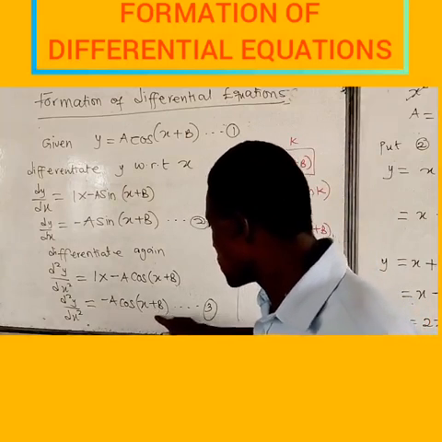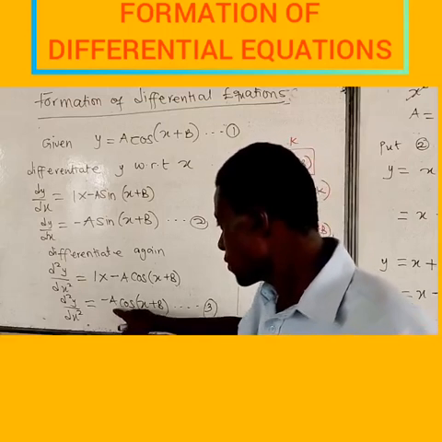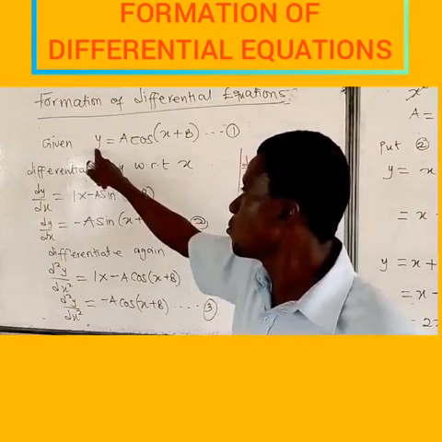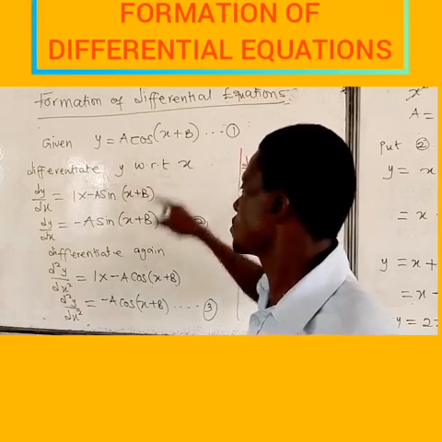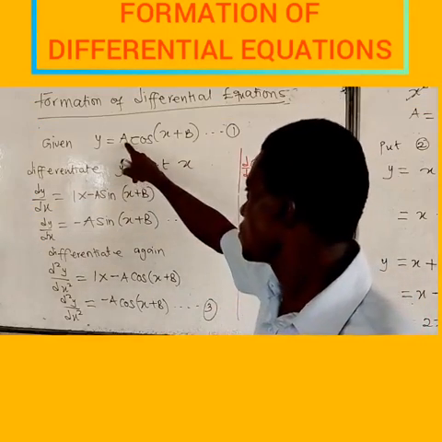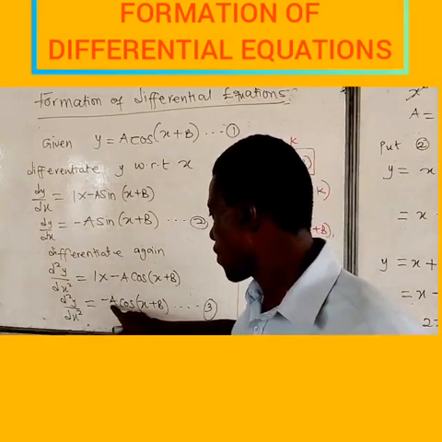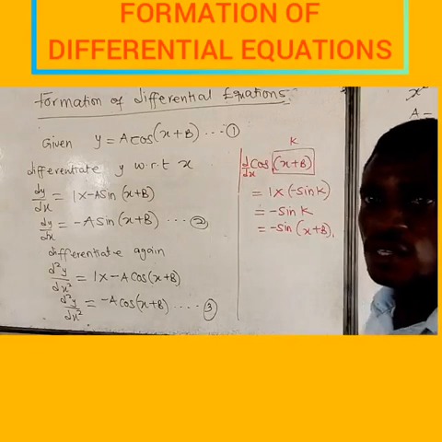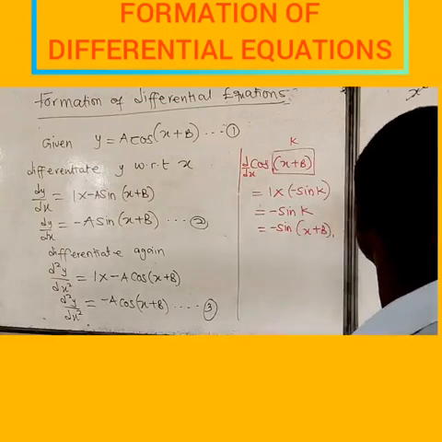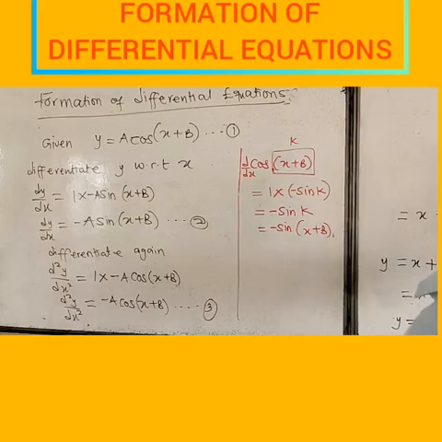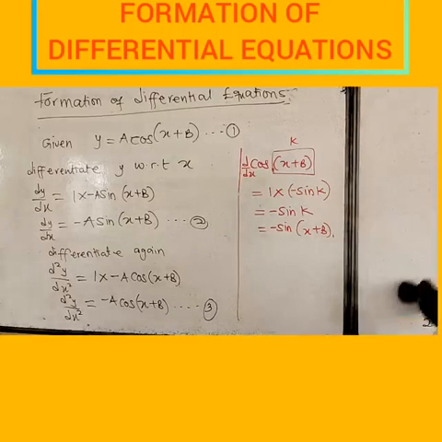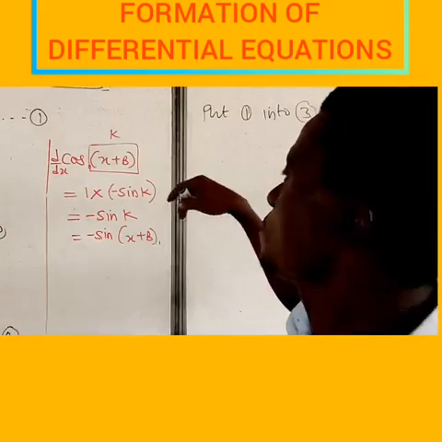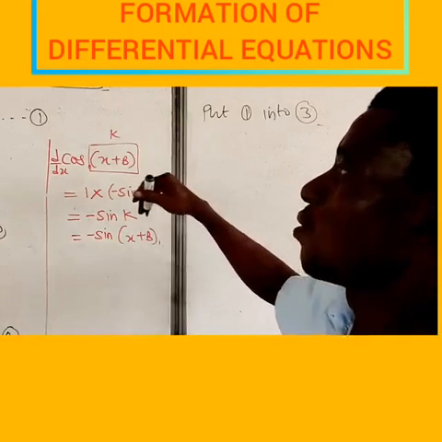So we replace the expression a cos x plus b with y, because y was equal to all this. Wherever we see a cos x plus b, we are going to replace it with y. If we are able to do so, then we have eliminated the constants from the equation.